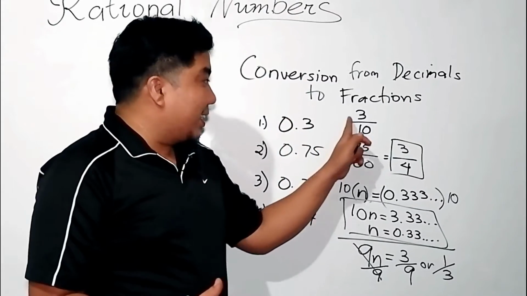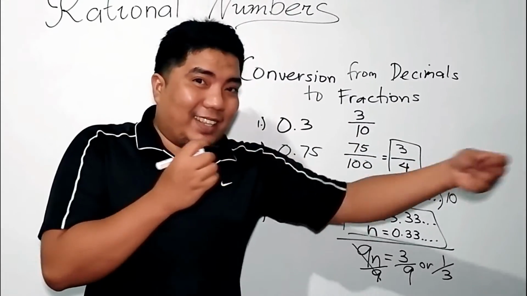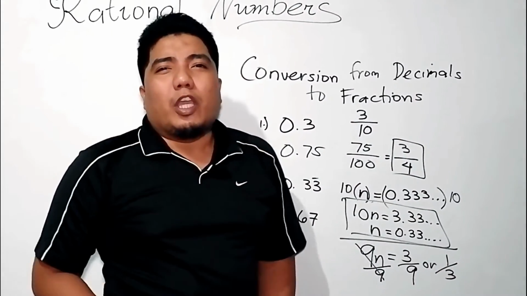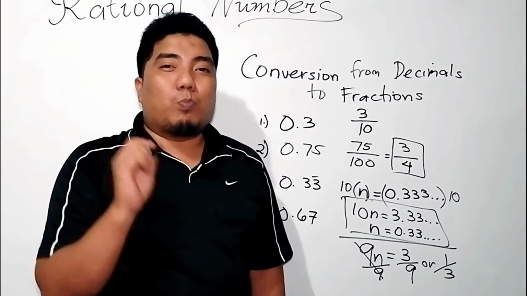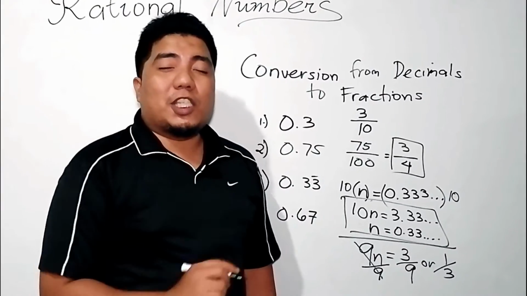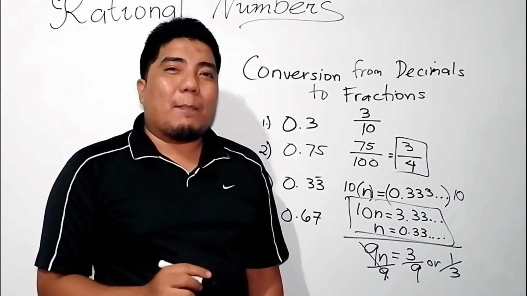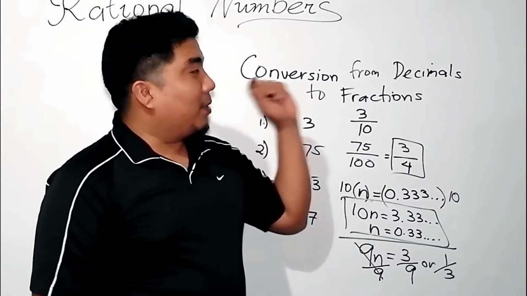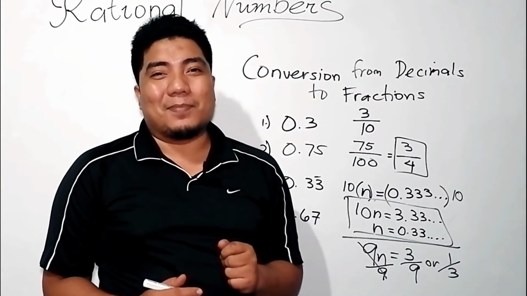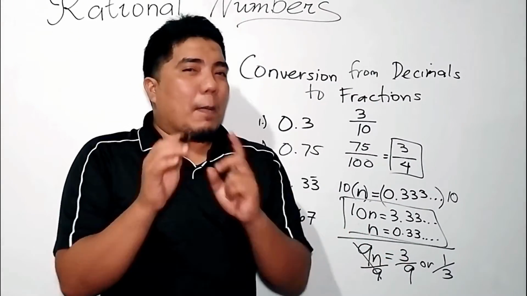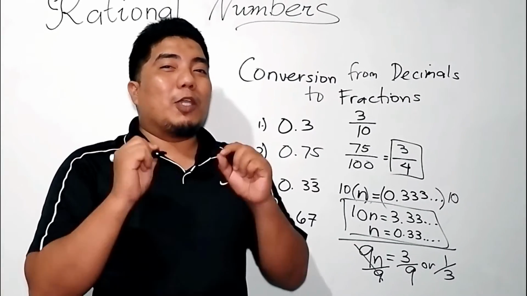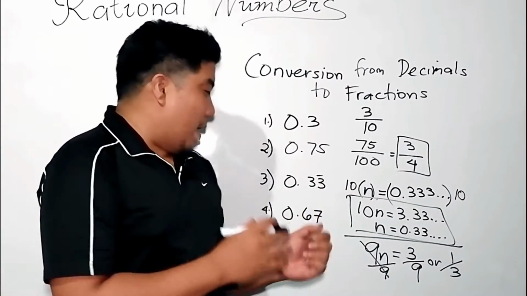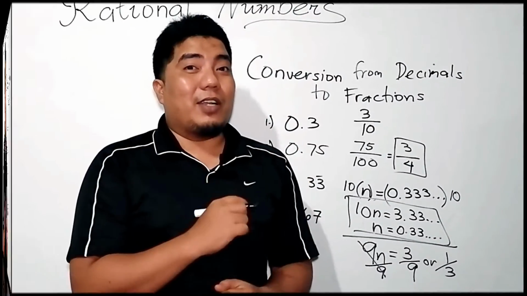Here, 0.3 is 3/10, but 0.3333 is 1/3. Now, if you want to check this one, 1 divided by 3, and you will get 0.3333, which is just the same as our example earlier from the fractions to decimal. Sounds tricky, right? But for sure, by just practicing more, you will be good on this matter. Now, let us consider another example.